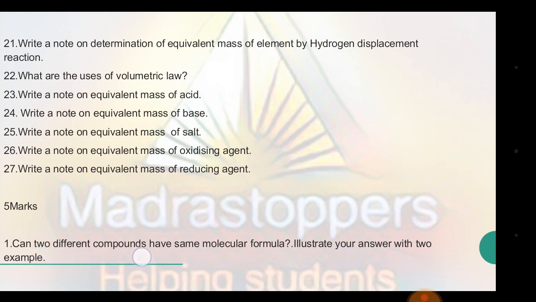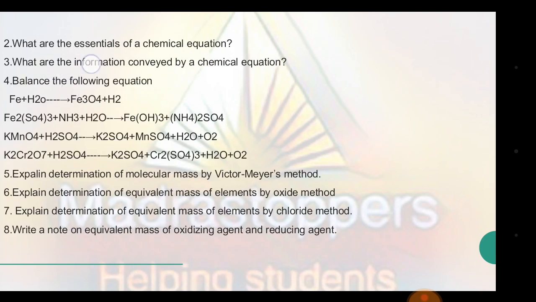Can two different compounds have same molecular formula? Illustrate your answer with two examples. Rendu different compounds ku same molecular formula irukka mudiyuma? Apdi irundhadana adu explain pannunga example oda nu solli ketirukanga. What are the essentials of chemical equation? What are the informations conveyed by a chemical equation?